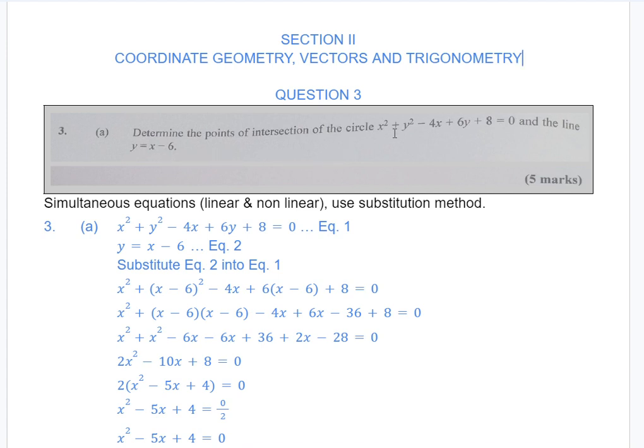Alright, so we have a linear equation and a non-linear equation. We're going to solve this simultaneously by using the substitution method. Only the substitution method will work in this case. On observation, the linear equation already has y as the subject: y is equal to x minus 6. So I could substitute that in place of the y in the first equation.